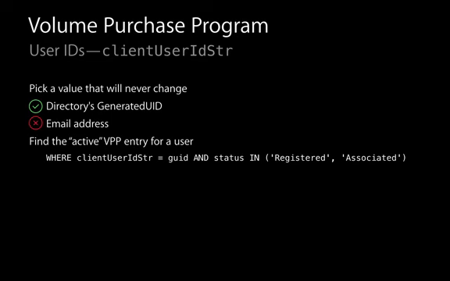So the MDM server's representation of the user, the client user ID string, is something that's under your control. We strongly recommend you pick a value that will never change. For example, the user ID from your directory services, where you're getting your user and group information. You shouldn't choose something like an email address, which can change. And it's very simple. I had to have a slide with some SQL on. I'm sorry. It's very easy then to look up which VPP account that particular MDM user is associated with, whether it's just registered and you've sent the invitation or actually associated where the user has accepted it.